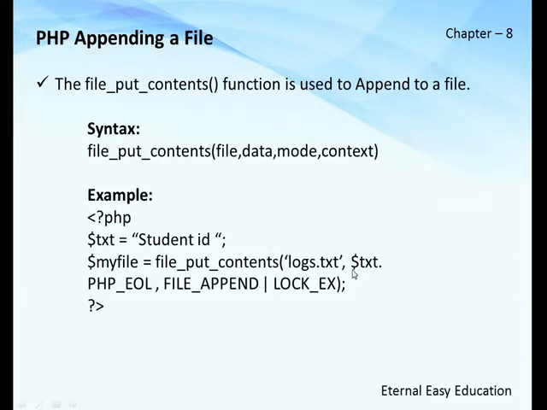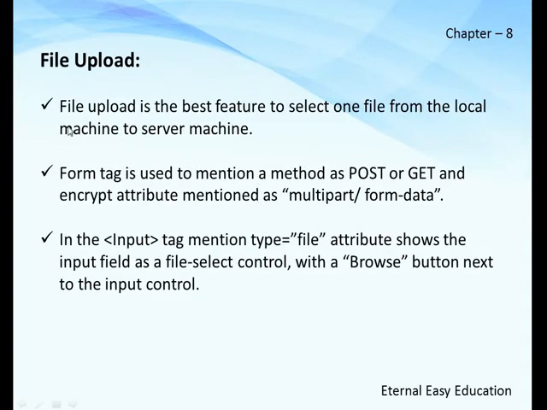File name followed by the content, php underscore eol file underscore append slash log ex. These are all the predefined variables which are present in the library. Last is the file upload. So we can upload a file, just like your photo and signature are uploaded through this content only.